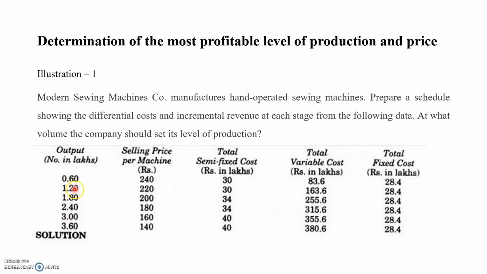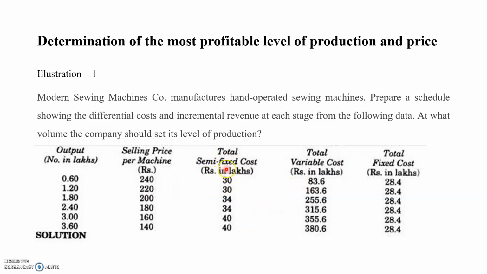The company has the capacity to produce up to 3,60,000 units. But which level of output will provide the maximum benefit to the company? The company should decide it. Then these are the different options of selling price the company can offer for the product: rupees 240, 220, 200, like that. When the level of output increases, the selling price can be reduced.